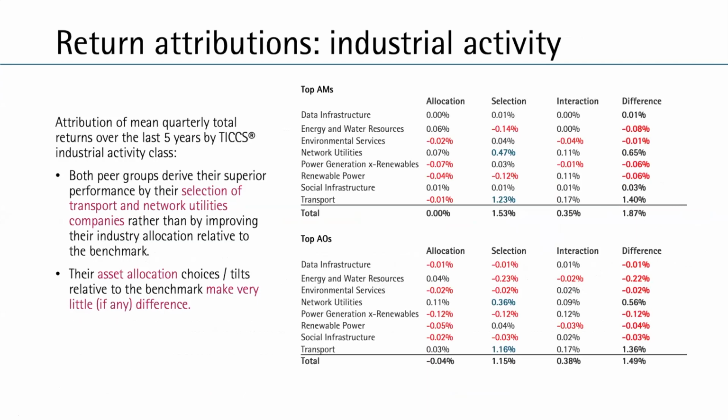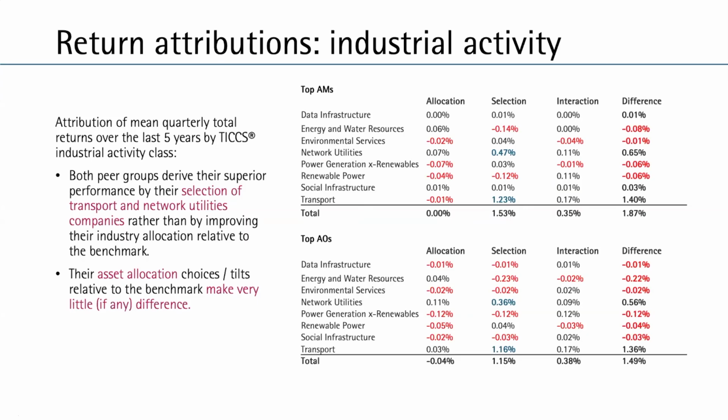Now moving on to the attribution exercise by industry, here we see that both portfolio groups have outperformance by reason of network utilities as well as transport security selection. Combined, asset managers have a 1.53% selection effect, and top asset owners have a 1.15% selection effect. So still the majority is driven by selection of assets rather than allocation by industry groups.